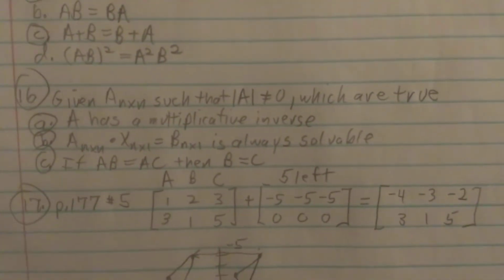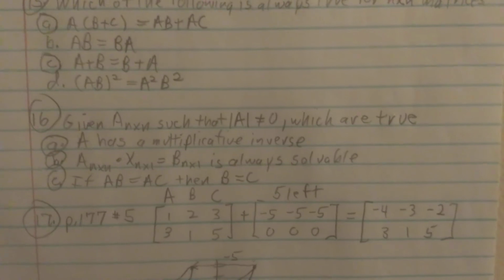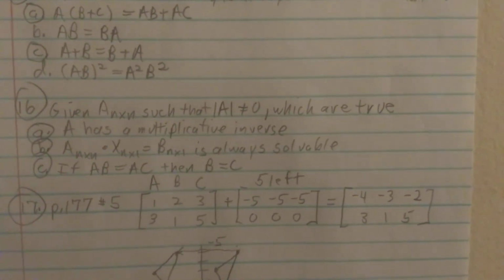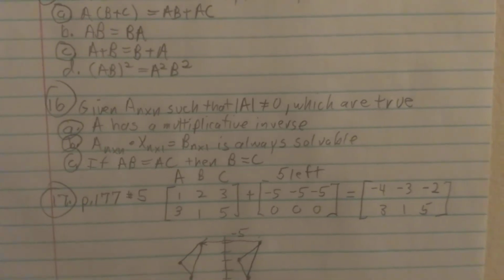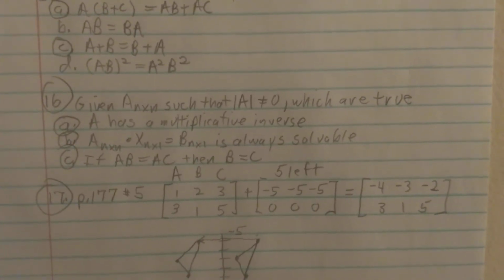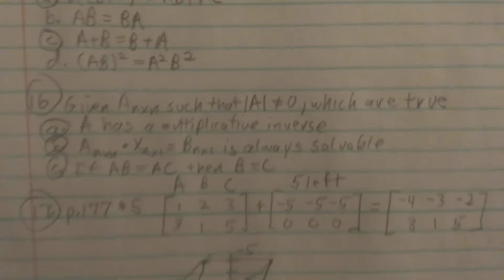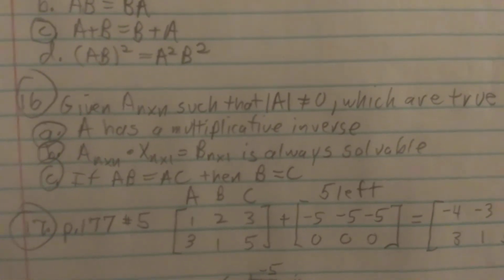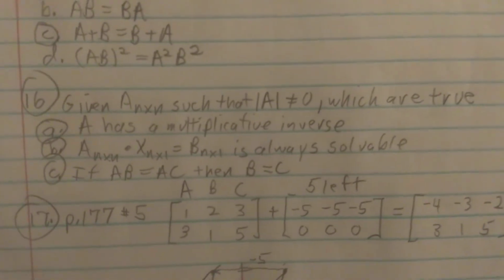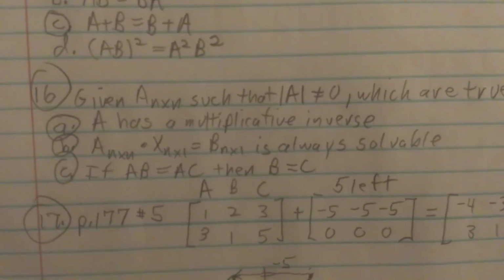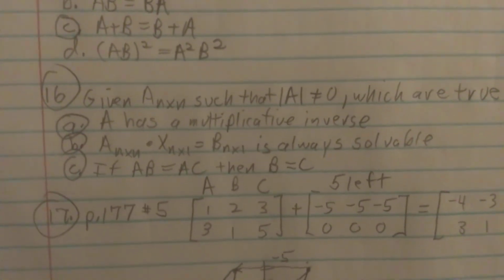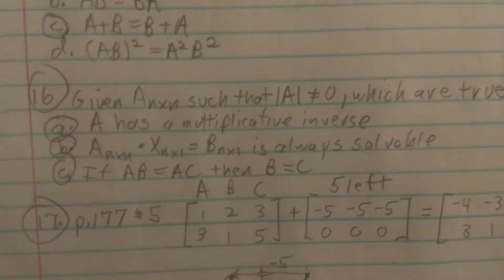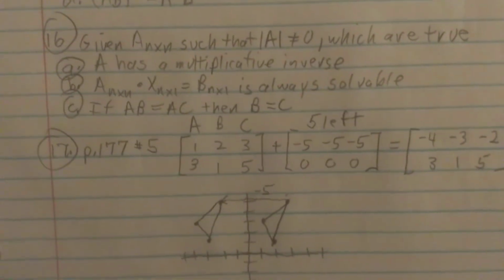Now, given that A is n by n, such that the determinant of A is not 0, which of the following are true? Well, A has a multiplicative inverse, that's true. A (n by n) times x (n by 1) equals B (n by 1), that's our normal setup, is always solvable because I can always find an inverse, so that's true. And if AB equals AC, then B equals C, which is true. So all of those are true.